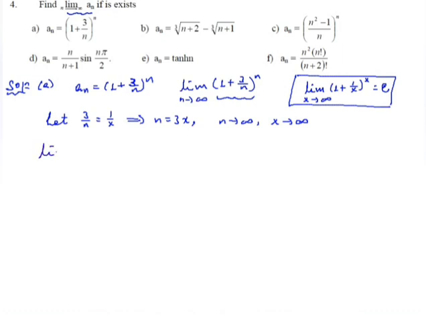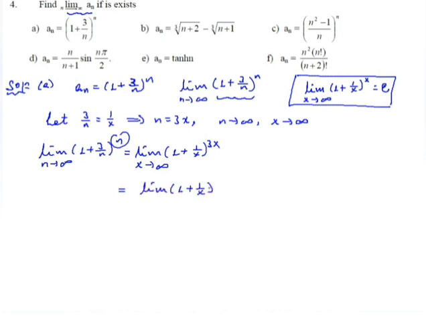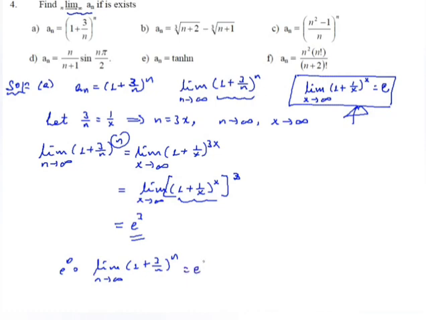So now the limit of 1 plus 3 over n to the power of n as n approaches infinity is the same as the limit of 1 plus 1 over x to the power of, in place of n we can substitute 3x, as x approaches infinity. So this can be written as the limit of 1 plus 1 over x, the whole to the power of x, cubed, as x approaches infinity. So this is exactly as in this definition, so the result becomes e cubed. So the limit of 1 plus 3 over n, the whole to the n, as n approaches infinity is e cubed.